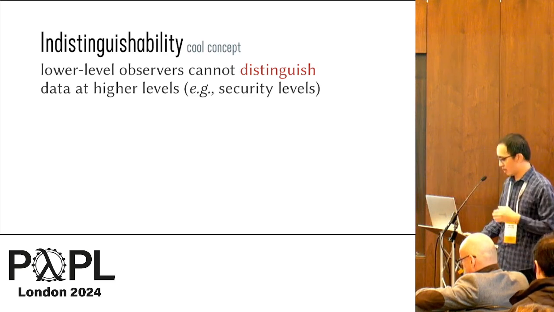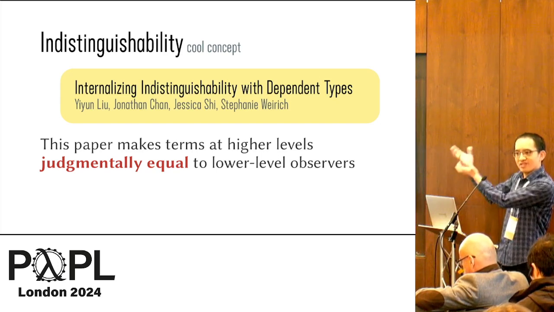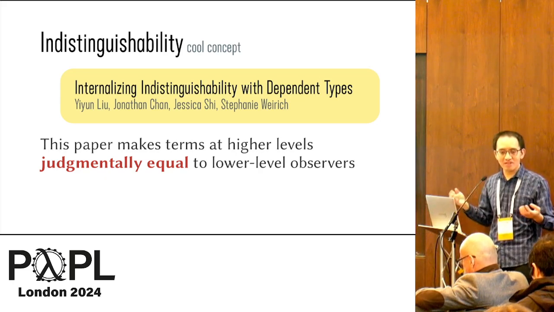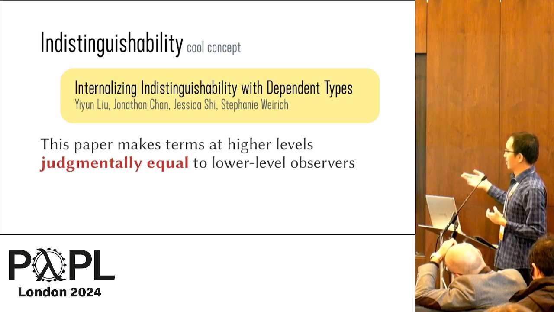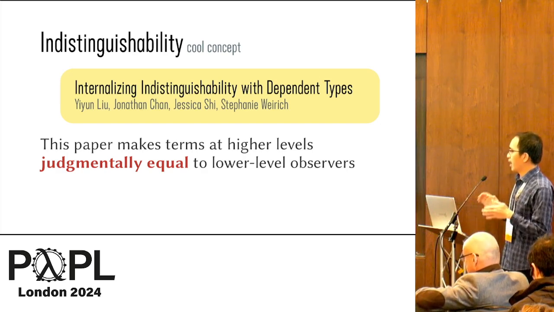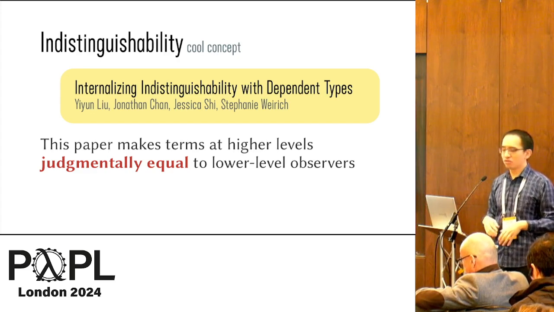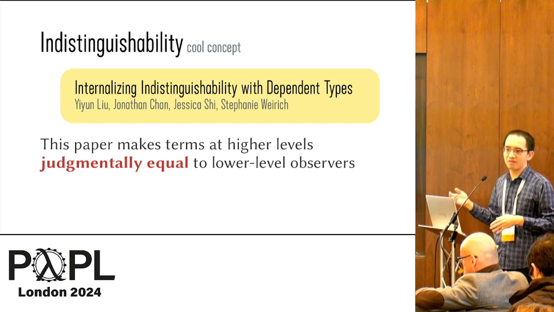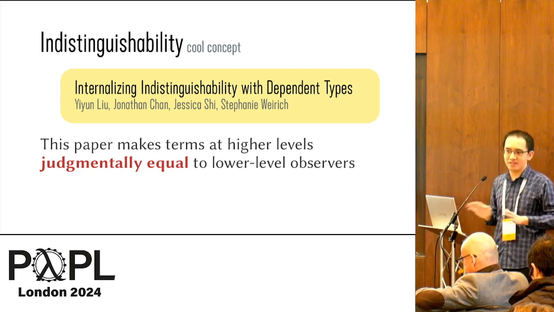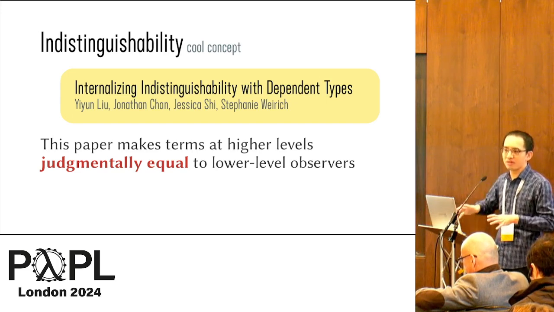So that's indistinguishability. And this third paper is about how to internalize this concept inside of type theory. So it's again trying to find interesting new abstractions to account for the interesting concepts out there. The idea here is to make the information at the higher level judgmentally equal to the lower level. Judgmental equality is a notion in dependent type theory. The basic thing is that if something is judgmentally equal to another thing, you really cannot distinguish them inside of the theory. So this is forcing the data at the higher level to be judgmentally equal to the lower level.